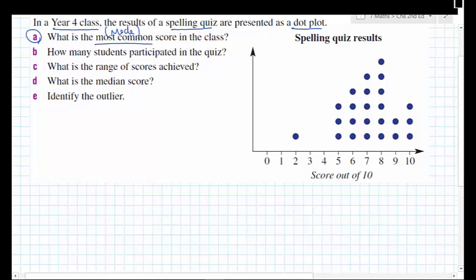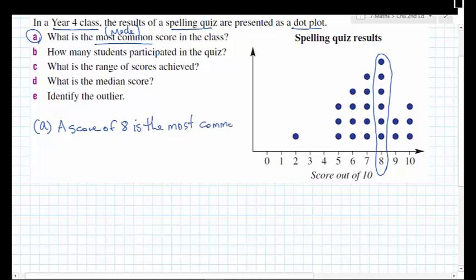But when we think about the most common, well, the most common is the one that occurs most frequently. And so if we look here, that there is the one that occurs most frequently. So in terms of answering A, a score of 8 is the most common. So that's the mode there. That's the most common one, which is 8.